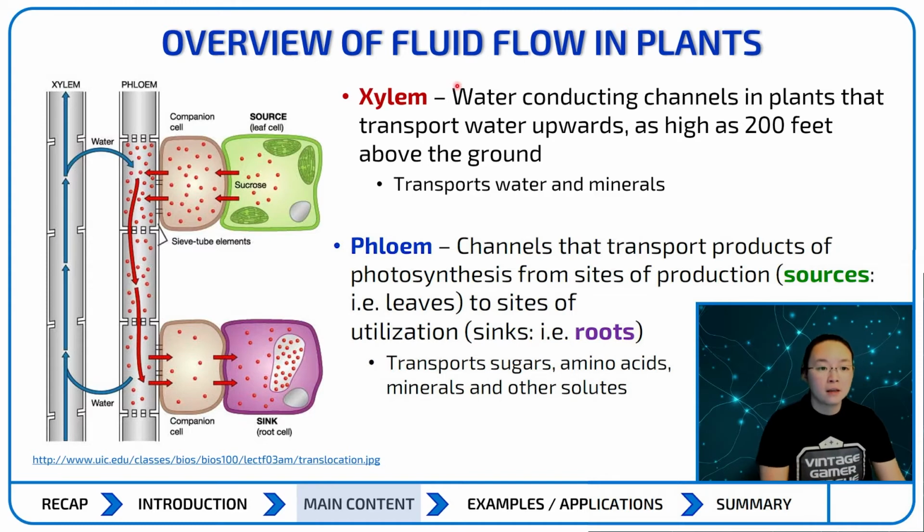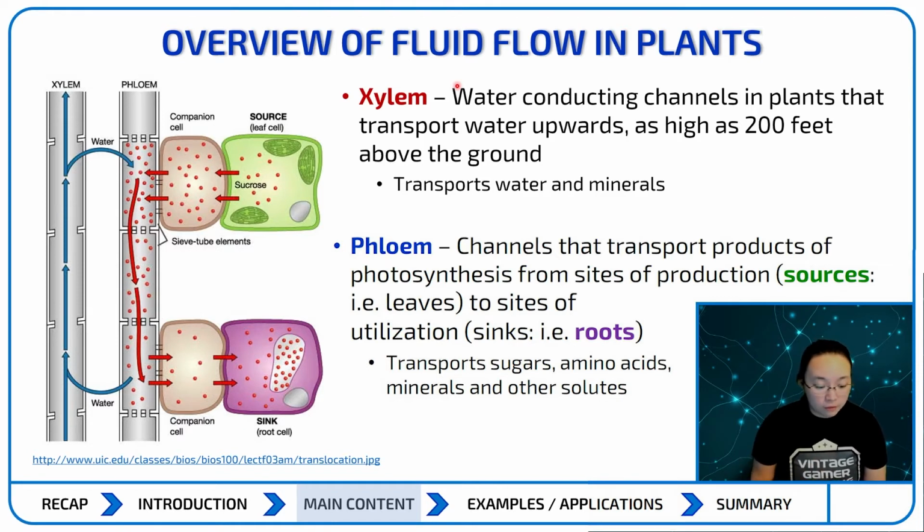So keep in mind, xylem is the water conducting channel in plants that allows for the transport of water upwards. So because it can only go up, the only thing that's at the lowest part of your xylem is your roots. And so the roots are going to absorb nutrients and water from the soil and bring it up to the plant. So these xylem channels can go as high as 200 feet above the ground, which is pretty cool.